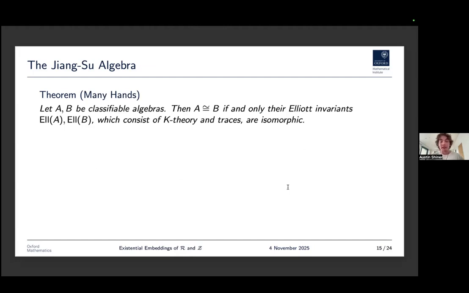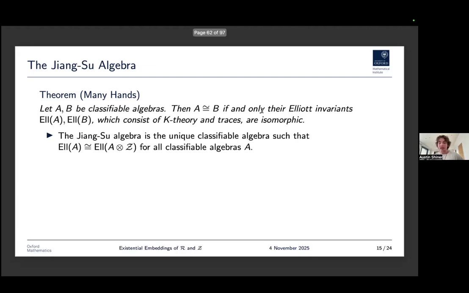One thing that I would be remiss to not talk about if I'm talking about Z is the classification theorem, which says the following. Suppose we have two classifiable algebras, then A and B are isomorphic if and only if their Elliott invariants, aka K-theory and traces, are isomorphic. How does Z play a role here? Well, the Jiang-Su algebra is the unique classifiable algebra which does nothing on the invariant when you tensor with it. So I give you a classifiable algebra A. Well, the invariant of that will be the same as the invariant of A tensor Z.